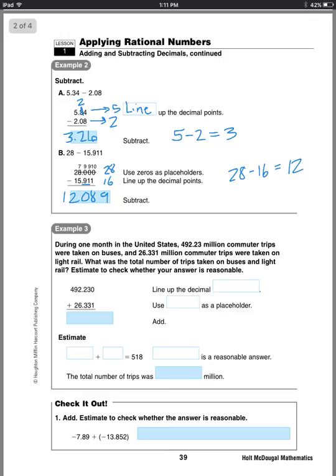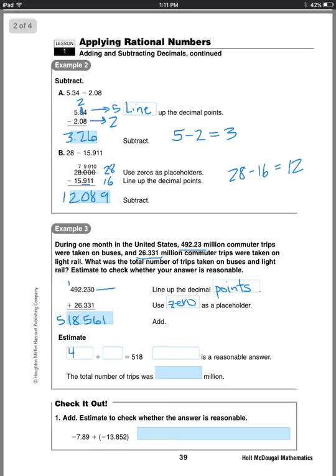Total trips, that means we are going to add. They've already set the problem up for you, but in your book that wouldn't happen. So we need to line up the decimal points if we haven't already seen the problem. And we're adding the number of bus trips and the number of light rail trips. Okay, we're going to use 0 as a placeholder, so they both go out to the thousandths place, and then we're going to add, and we get 165.81, carry the 1, 5. So we get 518.561, and then we're going to estimate.